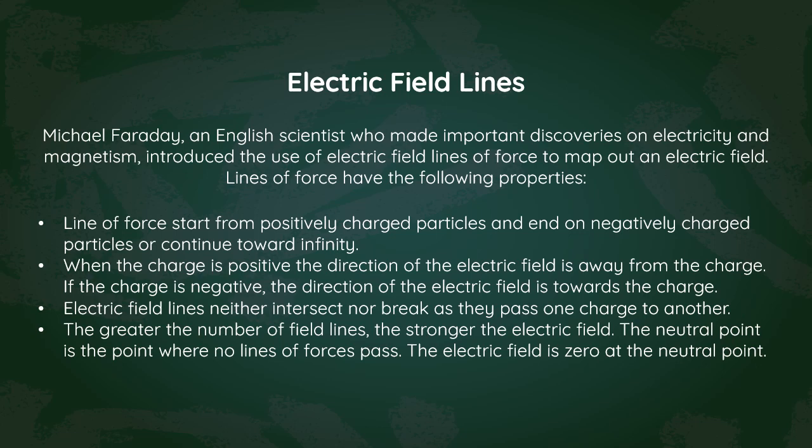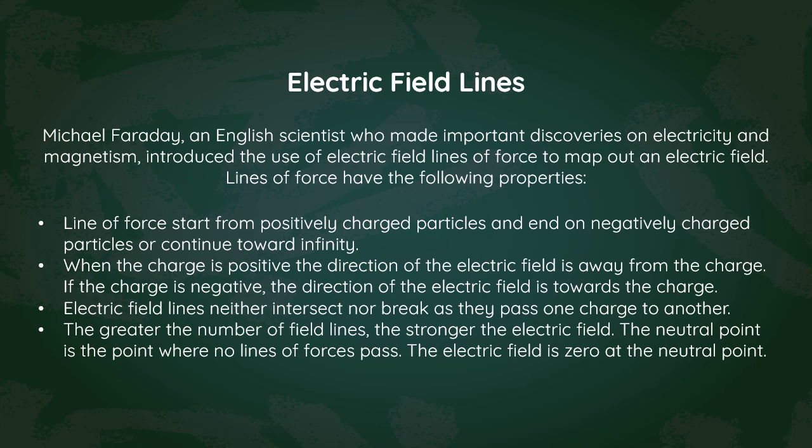A line of force starts from positively charged particles and ends on negatively charged particles or continues toward infinity. When the charge is positive, the direction of the electric field is away from the charge. If the charge is negative, then the direction of the electric field is towards the charge. So if you have a positively charged particle, electric field lines will diverge out of that charged particle. And if the charged particle is negative, all electric field lines will converge toward that negatively charged particle.